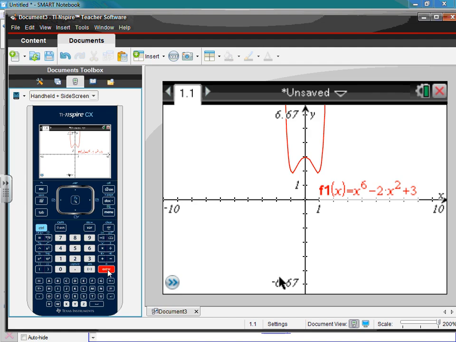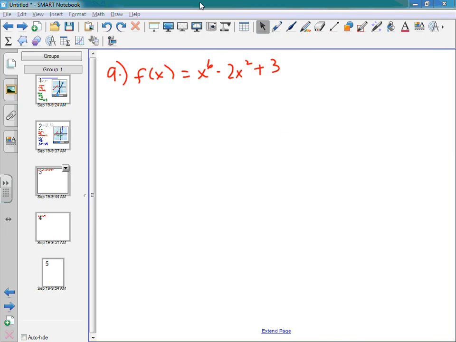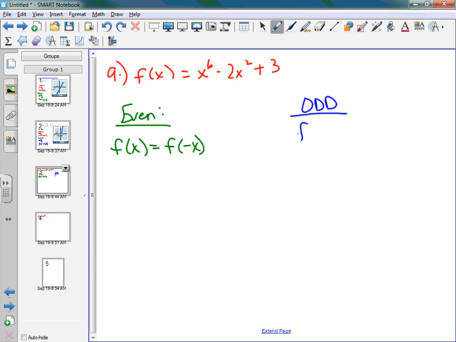Now, I want to prove algebraically that my findings from looking at this graph are right, that it is an even function. How do I prove that? An even function, you have to memorize this, says that f of x is equal to f at negative x. While an odd function says that f at negative x has to equal negative f of x. That's a lot of f of x junk going on there, isn't it? Okay, here's what you need to know.